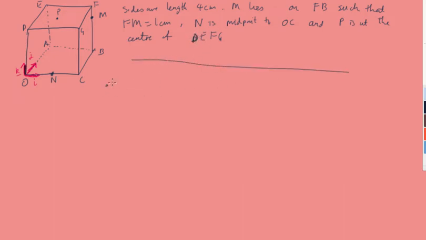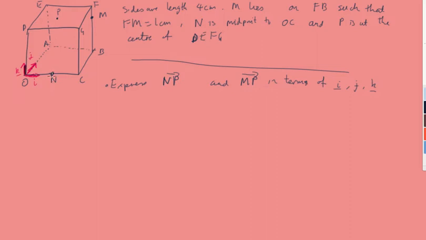So we want to express NP and MP in terms of I, J and K. Now, let's think about this. NP. So we're starting here. We're not starting from this origin. We're starting from this point here. And the position of P with respect to N. So it'd be like a vector coming up here and joining these 2 points.